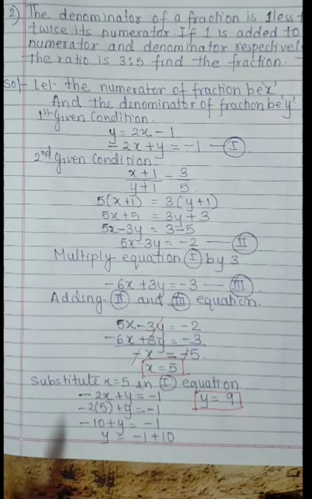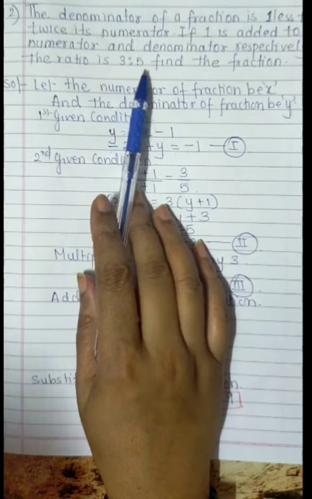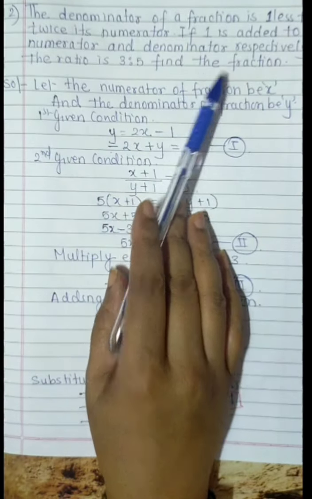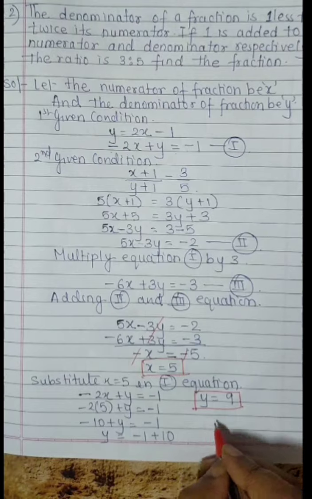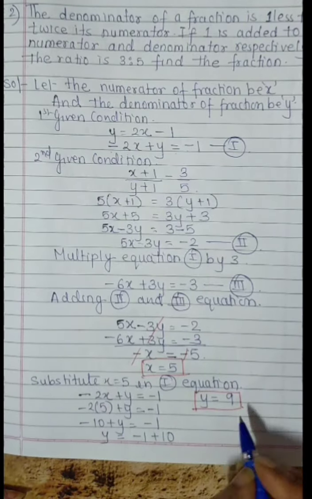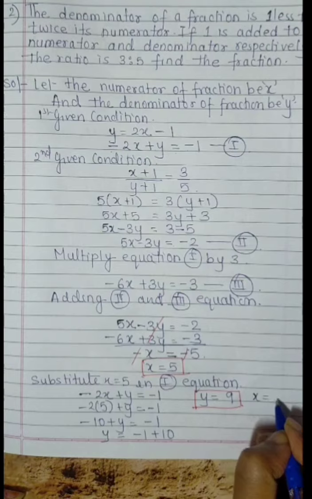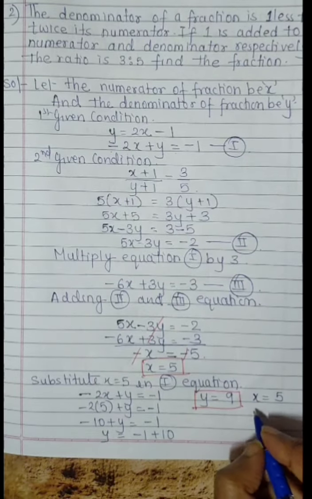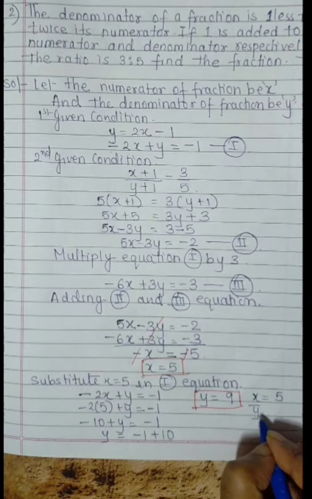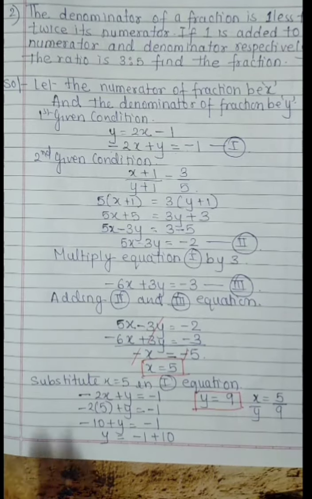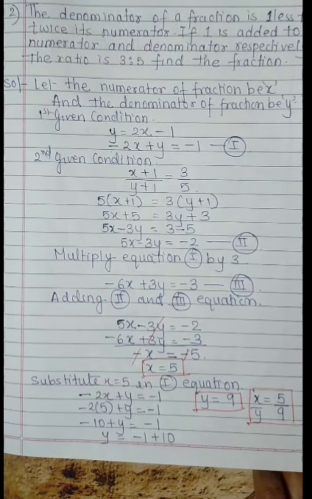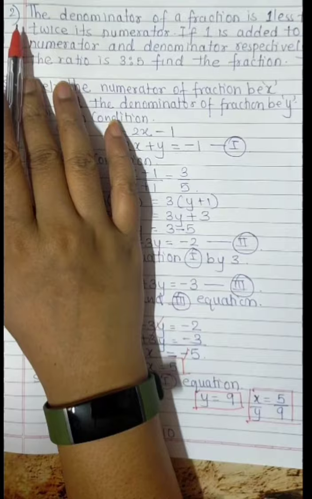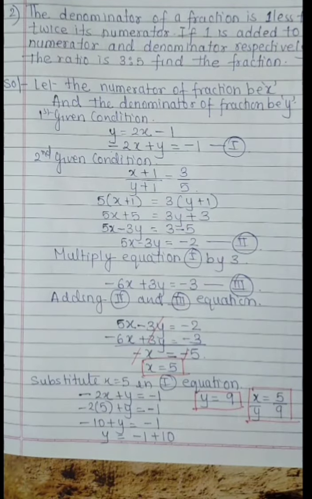But what is given? We want this in the form of a fraction. We have to write the answer. So here the numerator of the fraction x is 5, and the denominator of the fraction y is 9. So this is 5 upon 9. This is our answer of question number 2 of practice set 5.2.